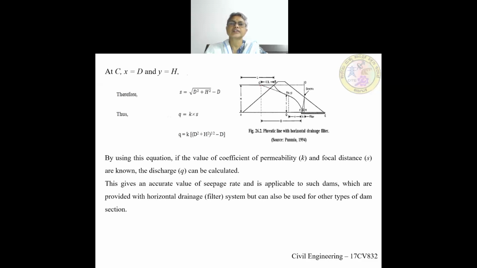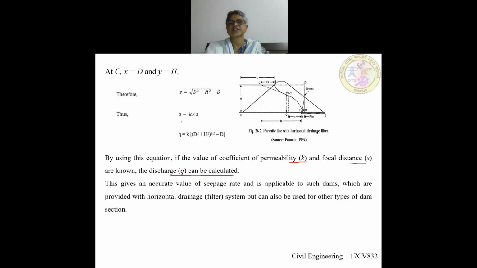Analytically, considering C as a coordinate, the value of s can be obtained from the equation. At C, the discharge will be: s is equal to root of d square plus h square minus d, or Q is equal to Ks, or Q is equal to K into d square plus h square whole raised to the power of half, minus d. By using this equation, if the coefficient of permeability K and the focal distance s are known, the discharge Q can be calculated. This gives an accurate value of seepage rate and is applicable to dams provided with a horizontal drainage filter system, but can also be used for other types of dam sections.